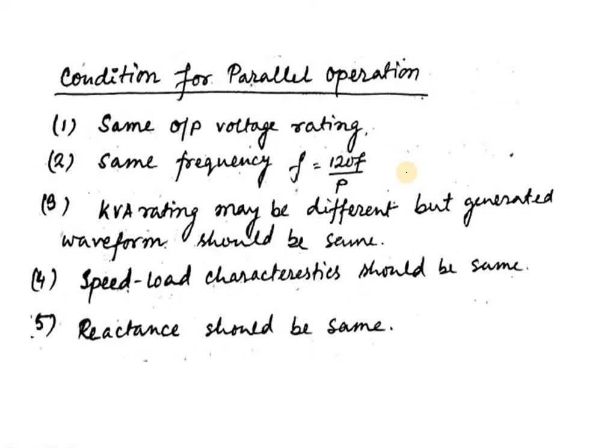So, what are the things? The output voltage rating should be the same. The frequency of the alternators should be the same. KVA rating may be different, but the generated waveform should be the same. Fourthly, speed-load characteristics should be the same, and fifthly, reactance should be the same. These are the conditions for operating multiple alternators together.